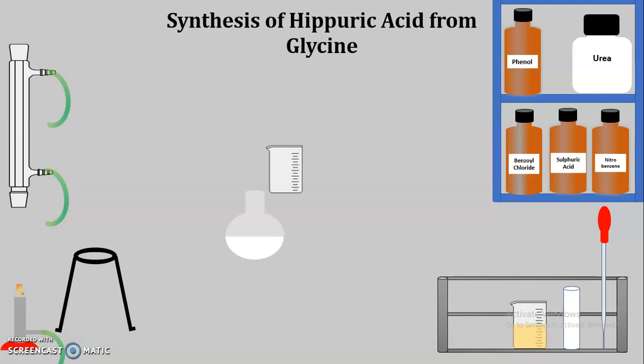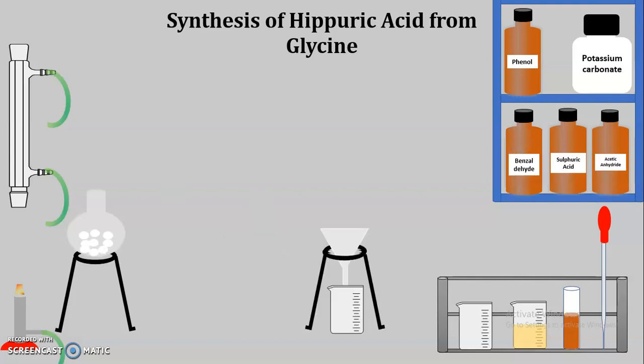From the beaker to the RBF, here you can see we are going to add the crushed ice or the cold water, and after that, once we have added the cold water, we have to make the mixture acidic with the help of the addition of the sulfuric acid. As soon as we add the sulfuric acid to this solution, we will get the crystals of the hippuric acid, and we have to carry out the filtration of those hippuric acid crystals.